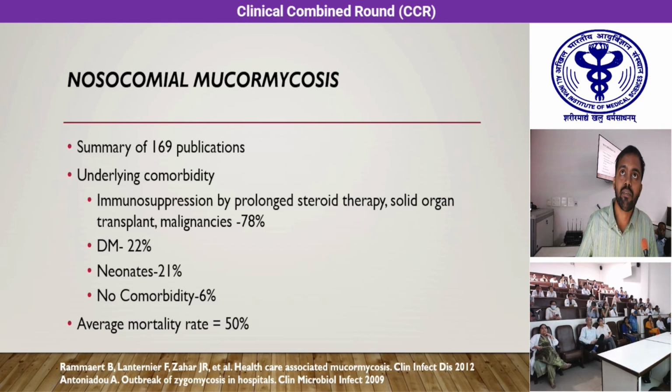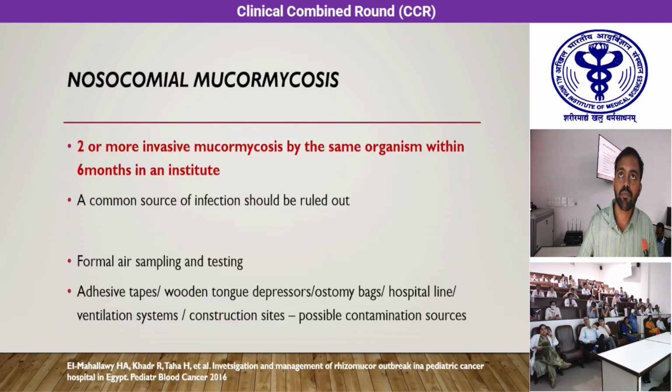One more entity which is relevant to this case will be nosocomial mucormycosis. Patients with immunosuppression by prolonged steroid therapy, solid organ transplant, malignancies, diabetes mellitus, and neonates are at high risk of nosocomial mucormycosis, which carries a mortality of around 50%. Whenever there are 2 or more invasive mucormycosis cases by the same organism, same species, within 6 months of admission in an institute, we have to suspect this kind of thing also.